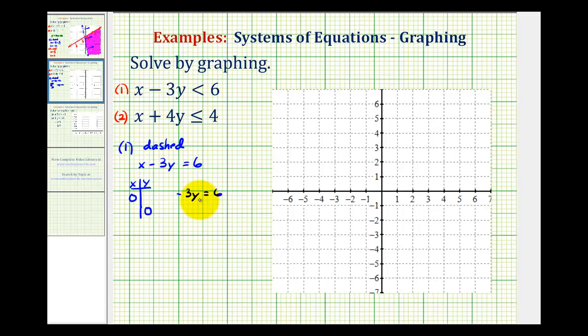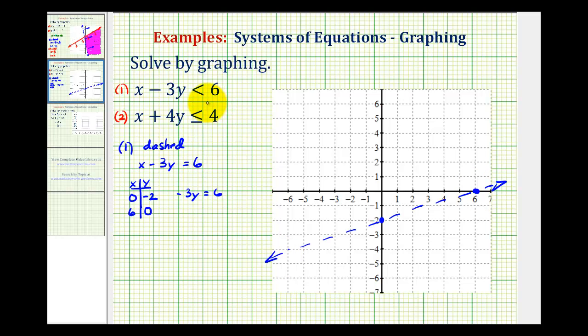So if we divide both sides by negative 3, we would have y equals negative 2. And then if y is equal to 0, notice how we just have the equation x equals 6. So very quickly we have enough information to graph this line. The y-intercept is negative 2, that'd be here. The x-intercept is positive 6, that's here. And our dashed borderline passes through these 2 points.